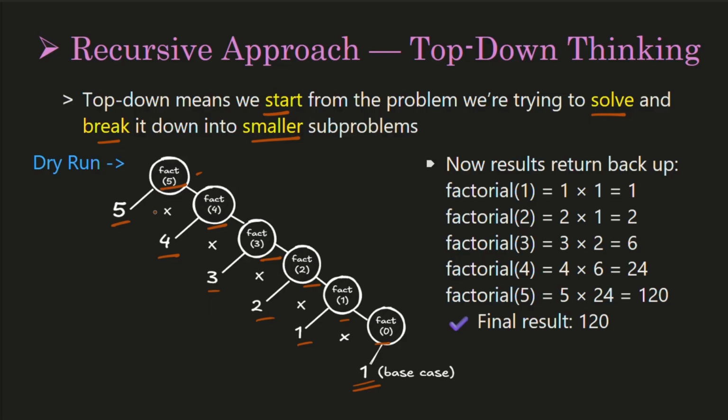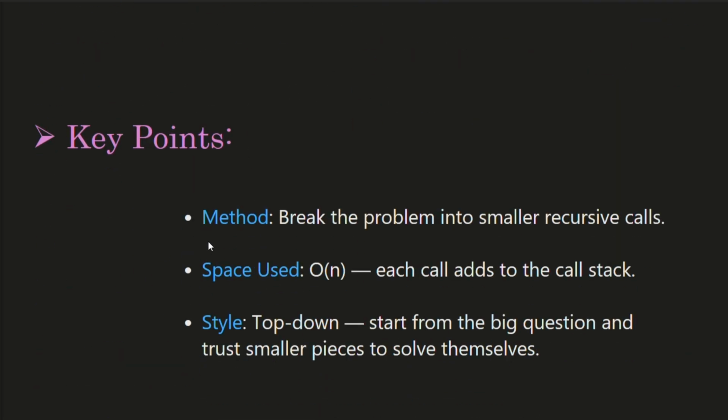Now, results bubble up. Factorial of 1 equals 1 times 1 equals 1. Factorial of 2 equals 2 times 1 equals 2. Factorial of 3 equals 3 times 2 equals 6. Factorial of 4 equals 4 times 6 equals 24. Factorial of 5 equals 5 times 24 equals 120. Final result, 120.